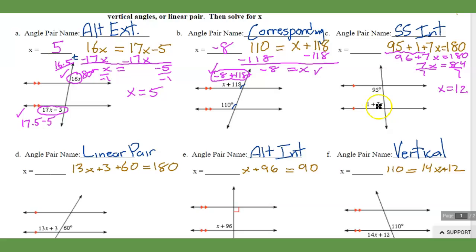And plug it in here. 1 plus 7 times 12. 7 times 12 is 84. This comes out to be 85. This one's 95. How come? Are they supposed to be the same? No, they're supposed to add up to 180. Do they add up to 180? 95 and 85? Yes, so they are correct.